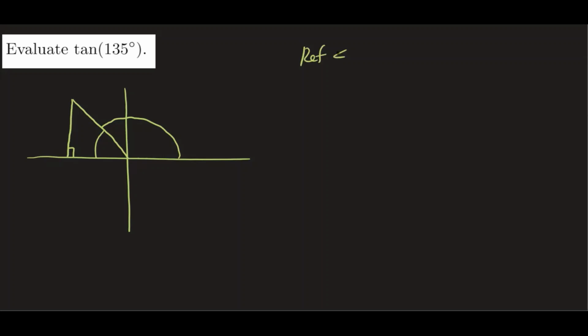So the reference angle for 135 is going to be 180 minus 135. So that would give us 45 degrees. So that is the reference angle. So now the triangle that we're going to draw is the 45, 45, 90. So that means across from 45 is 1. This is also 1. And the hypotenuse is radical 2. Now, because you're in the second quadrant, x is negative, y is positive. So let's keep that in mind.